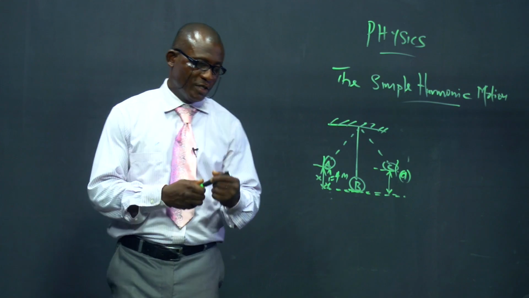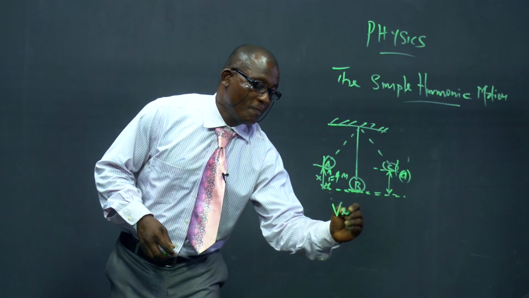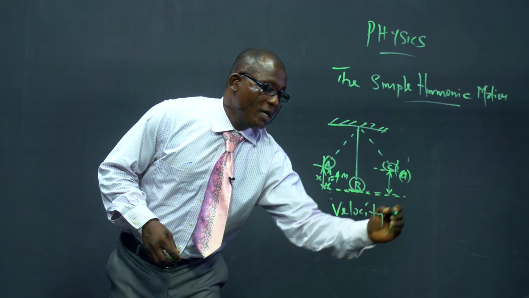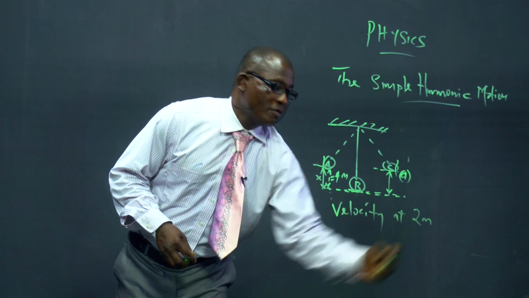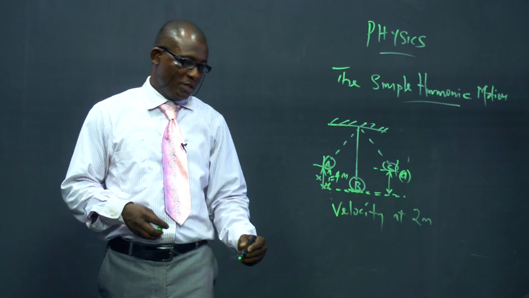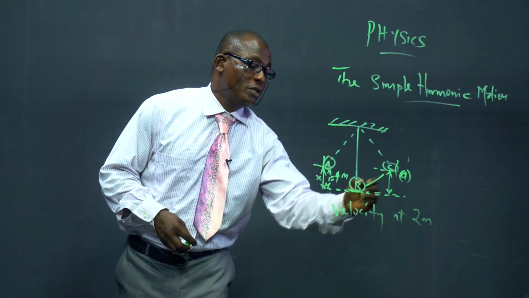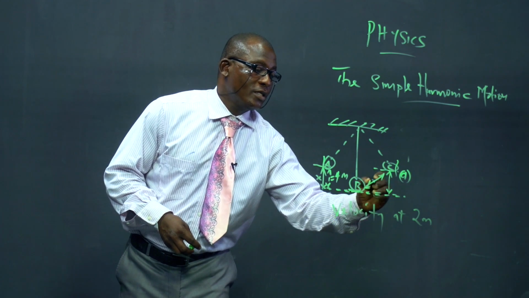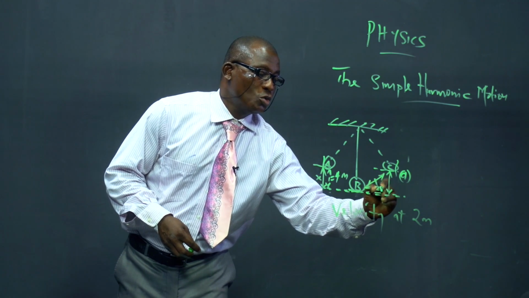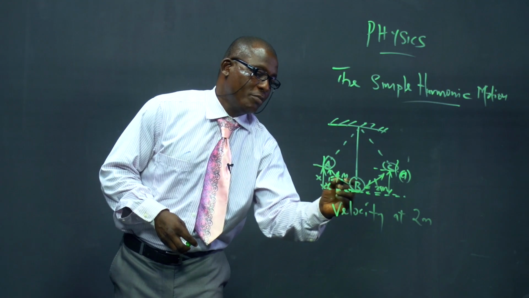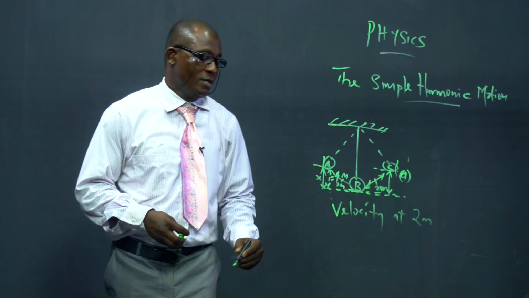We are looking at the velocity and the acceleration at a distance of 2 meters from the center. First, the velocity. Velocity at 2 meters from the center. A point 2 meters from the center is like somewhere here, somewhere in between here, 2 meters.